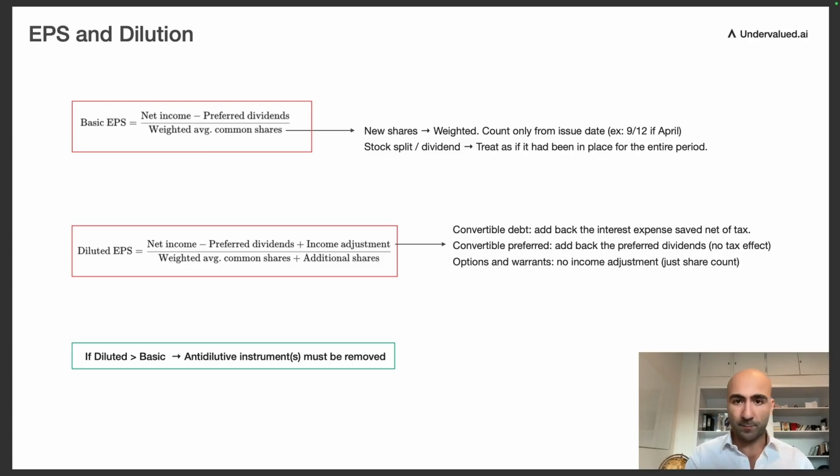So in practice, you would test the potential dilutive effect of each instrument one by one and remove it every time it's anti-dilutive, and maybe you remove them all and you end up with a diluted EPS that is exactly the same as the basic EPS. But the rule is: diluted EPS can never be higher than basic EPS.